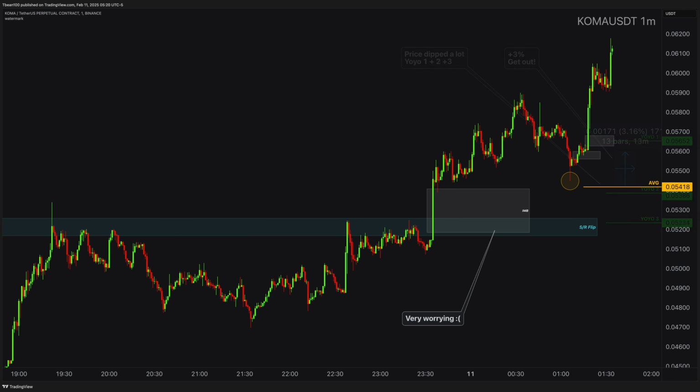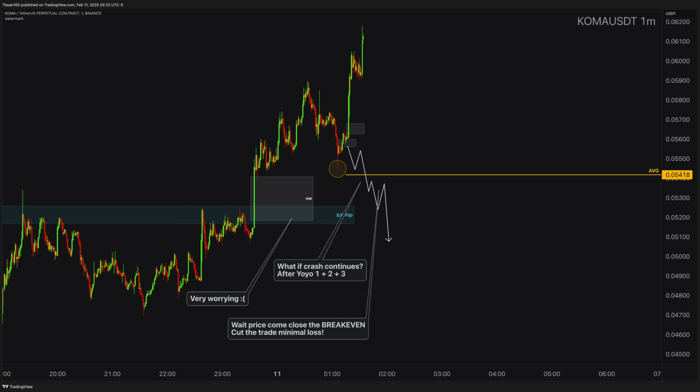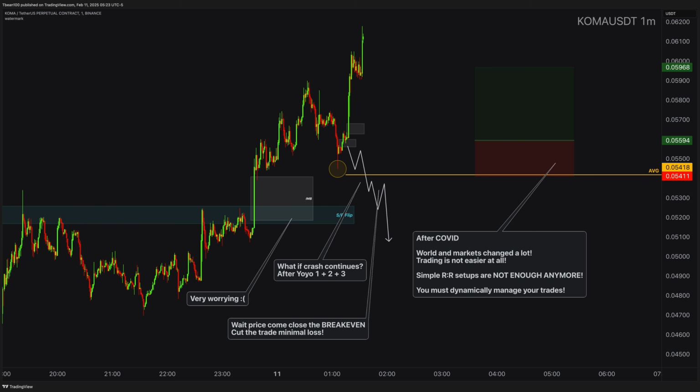Now, what if the price keeps dropping after all three orders are taken? Then what? In those cases, I do this: waiting for a small pullback to my entry location and I try to cut the loss. Basically, I will try to minimize my loss as much as possible. You should never keep averaging down forever in trading. It is extremely dangerous. You need to understand that, especially after COVID, trading is not the same. It's not easy at all.